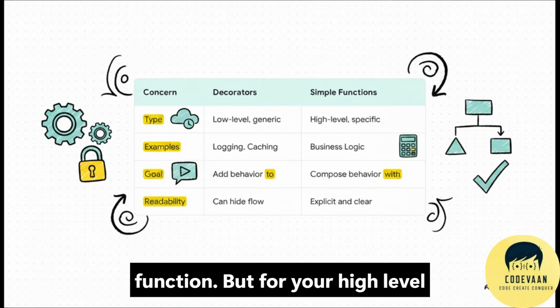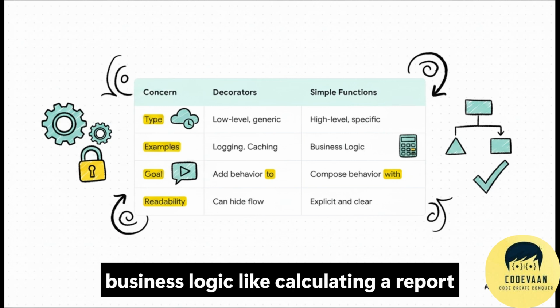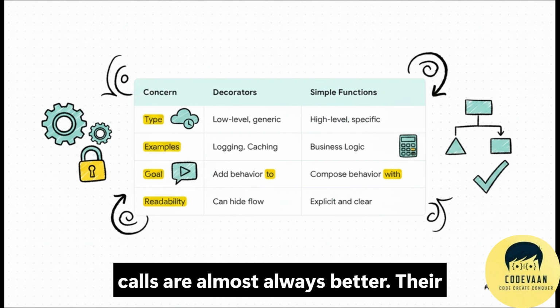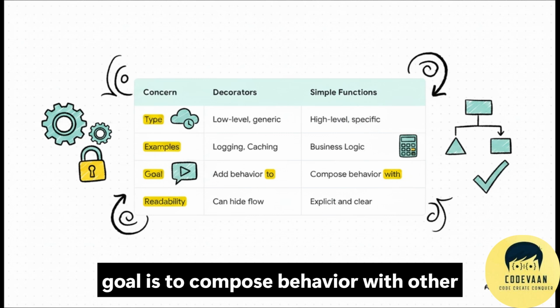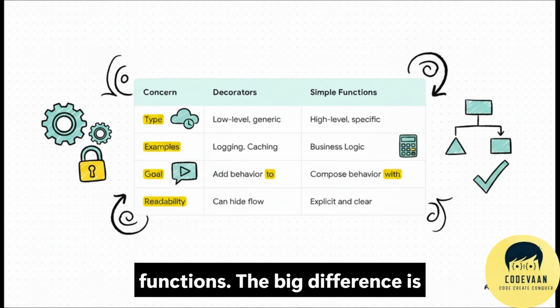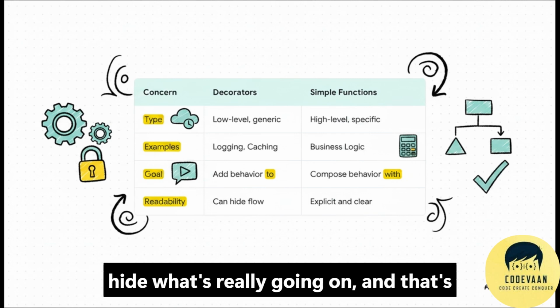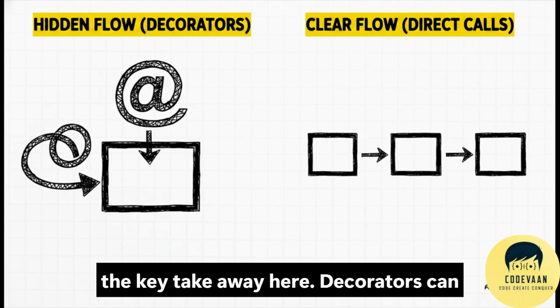But for your high-level business logic, like calculating a report or processing an order, simple function calls are almost always better. Their goal is to compose behavior with other functions. The big difference is readability. Simple functions are explicit, while decorators can sometimes hide what's really going on. And that's the key takeaway here.